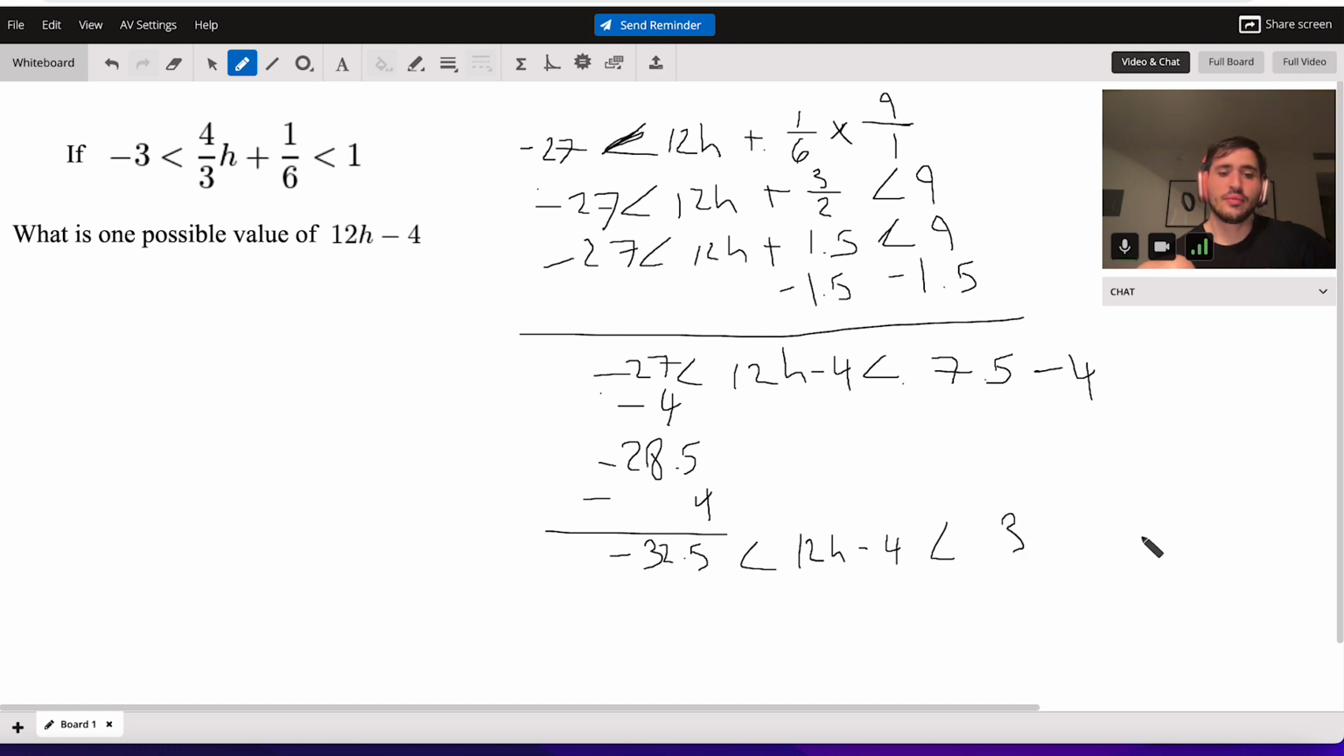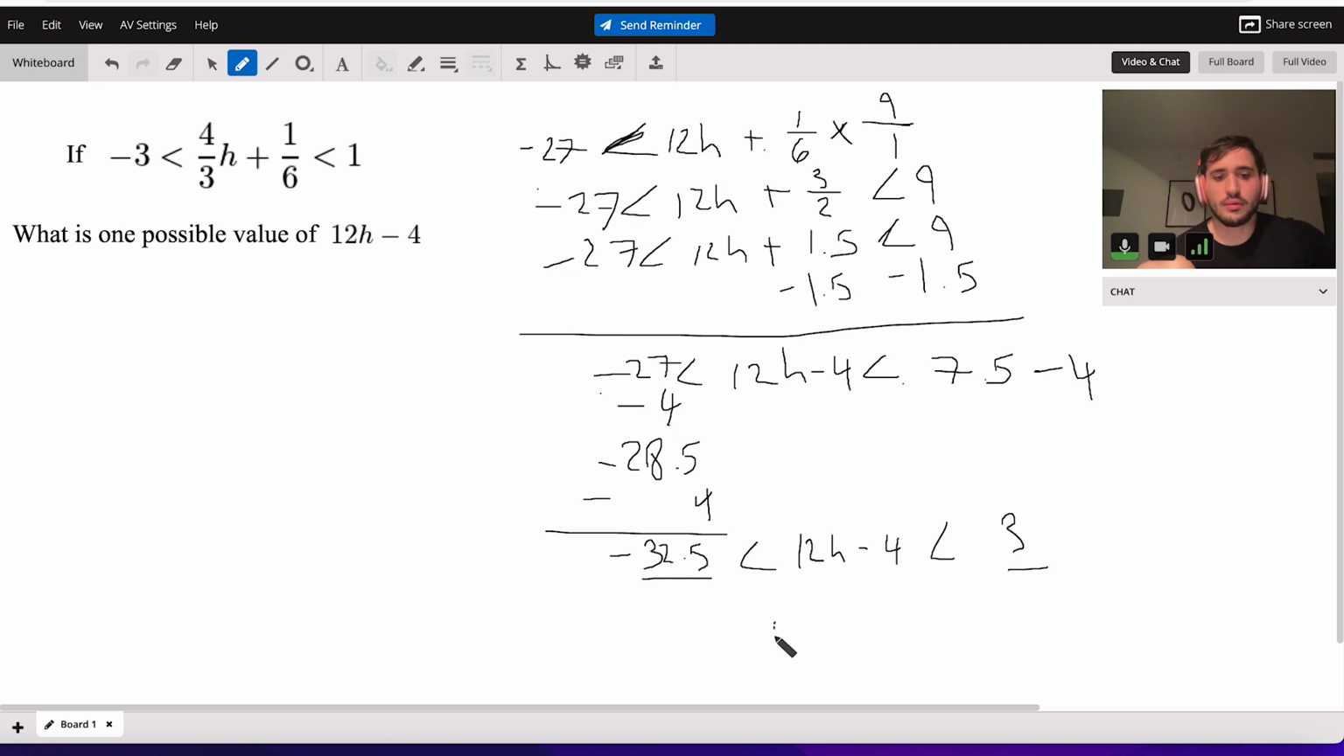So now we need a value between this and this. Before you go and put negative 1 for this, because it technically does fit, keep something in mind. On gridded response questions, you are not allowed to use negatives. So rather than using a negative number like negative 1, let's just use 0. I mean, 0 works here. 0 is less than 3, but it is greater than negative 32.5.